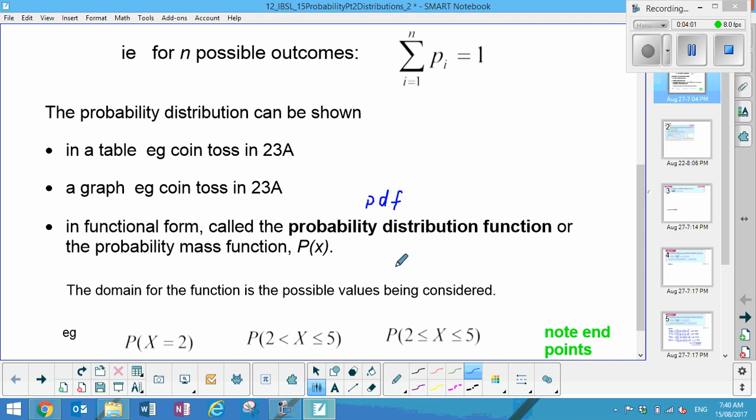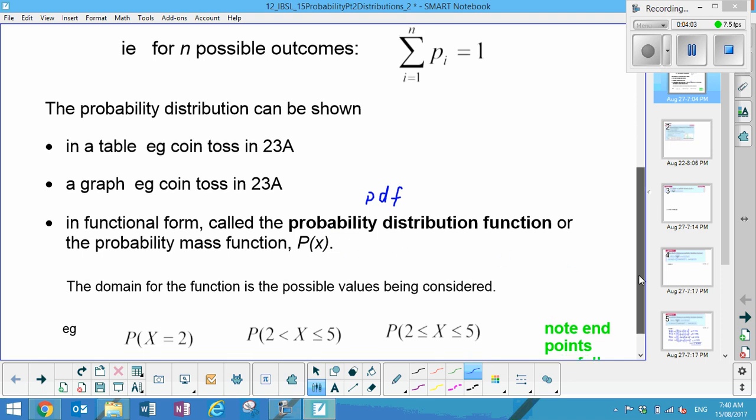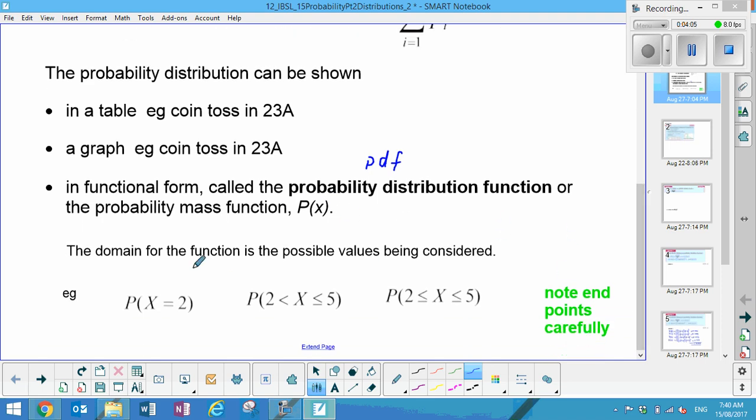So our function notation, P is a function of x. X can vary. Our domain for the function are all the possible values of x being considered. So we could consider where our x is equal to 2, or we could have a range of values. But note the endpoints here are quite significant. So we now need to look carefully whether we've got an equal, less than or equal to, or just a less than. All right, so that will be significant.